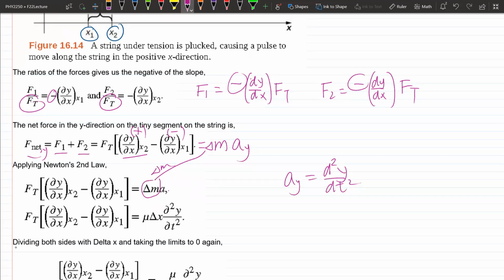Remember you have position, right? If you take the first derivative, you get the velocity. You take the second derivative, you get the acceleration, right?